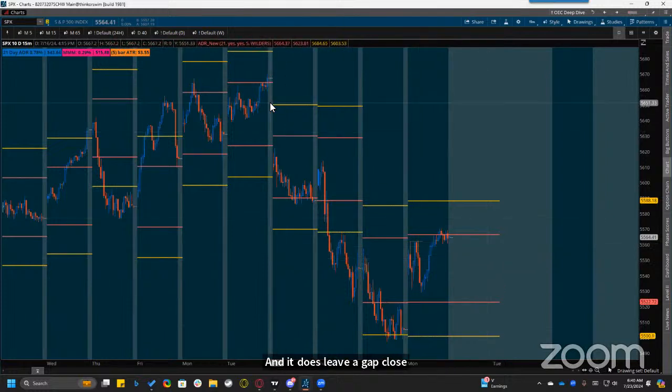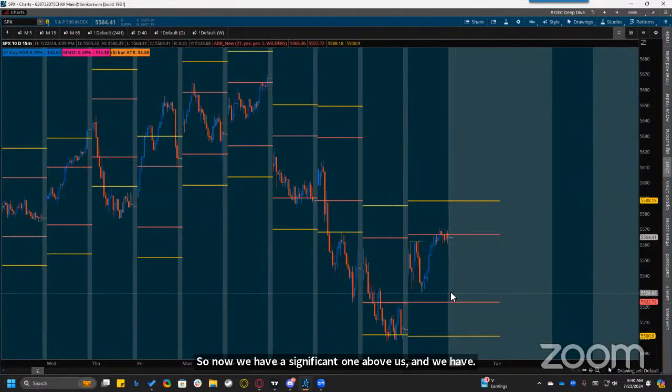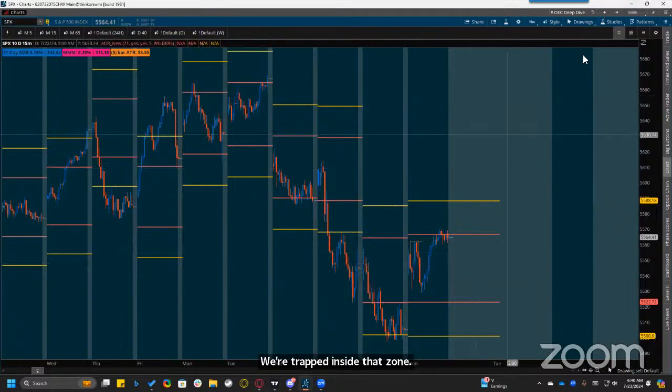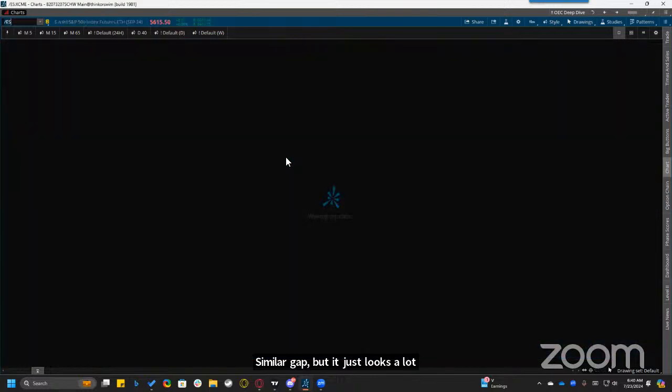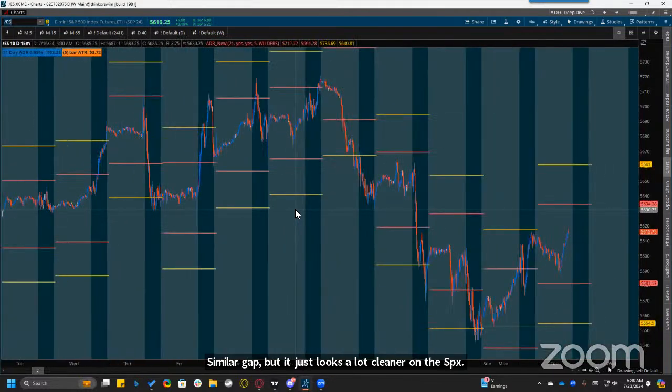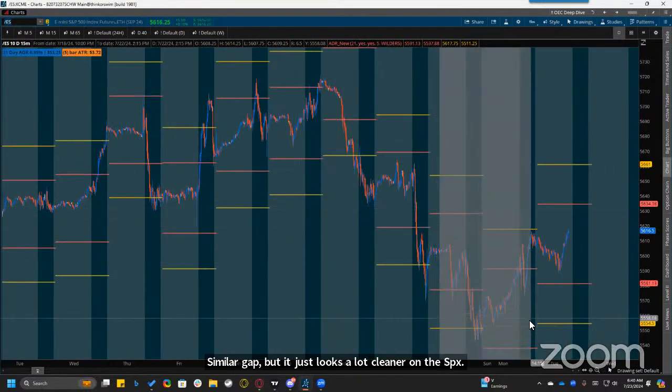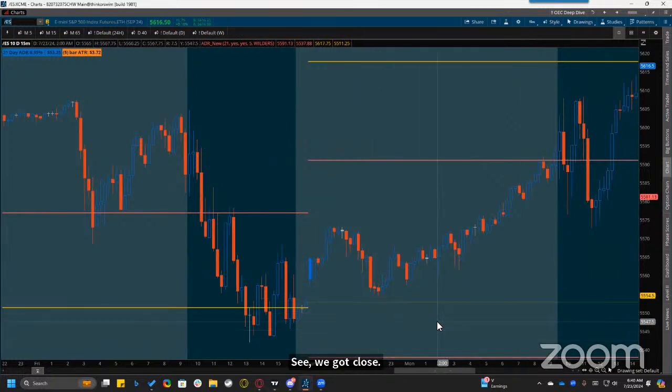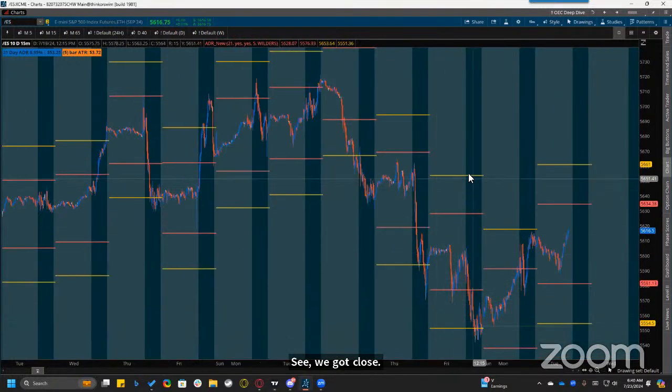and it does leave a gap close on the table. So now we have a significant one above us, and we have a pretty good sized gap below us. We're trapped inside that zone. The ES has a similar gap, but it just looks a lot cleaner on the SPX. See, we got close, but close doesn't count. And then it depends on where you count the close too, if you're going to use the 4 o'clock close or the 5 o'clock close or even the 4:15 close.